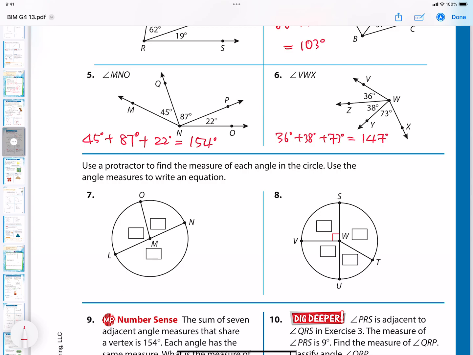I'm doing fast, but you have to do it by yourself. Do you understand? You are not copying my answer at all. Okay, you have to find out your own answer.